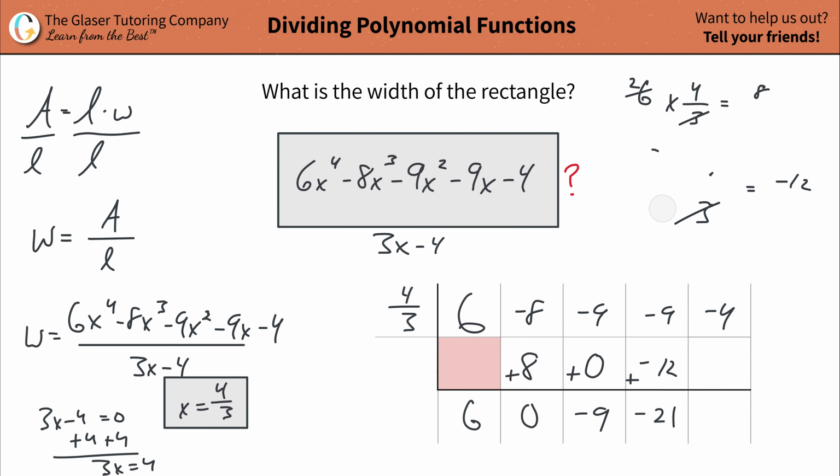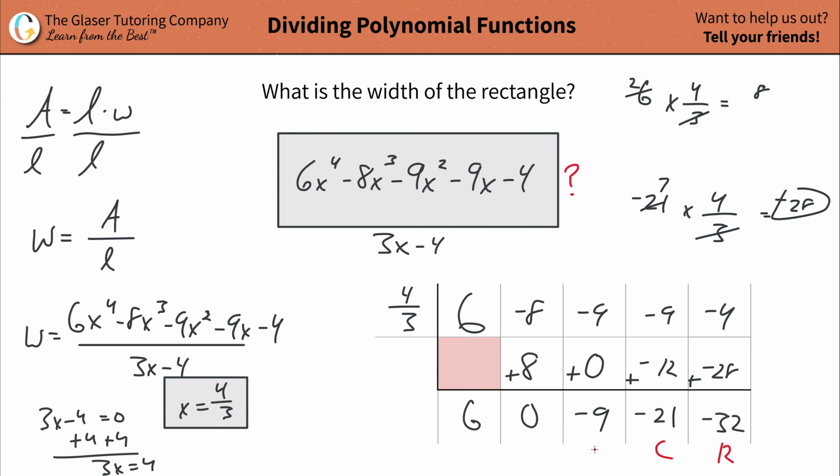And then you're going to take that new value of -21 and multiply it by the 4/3, -21 multiplied by 4/3. 3 goes into 21 7 times, 7 times 4 is going to be 28, keep the negative. So it's -28, and then add these two together, so that should be now -32. Cool. Now, keep in mind what these values represent. This represents your remainder. This represents the constant. This represents the x term. This represents the coefficient of the x squared term. And this represents the coefficient of the x cubed term.